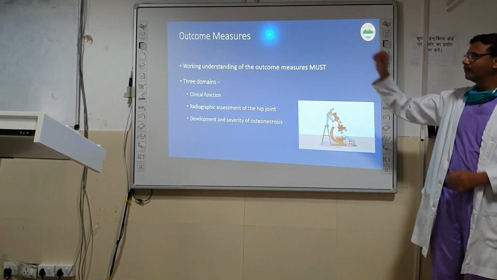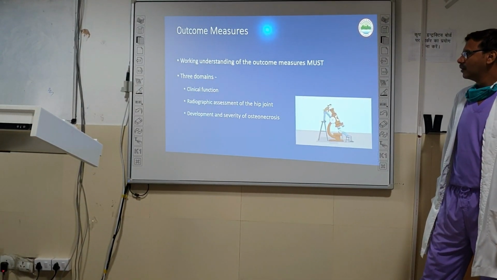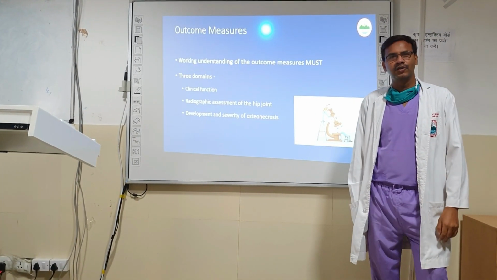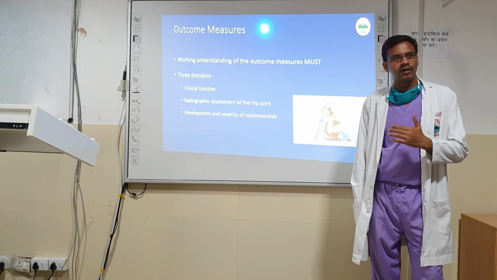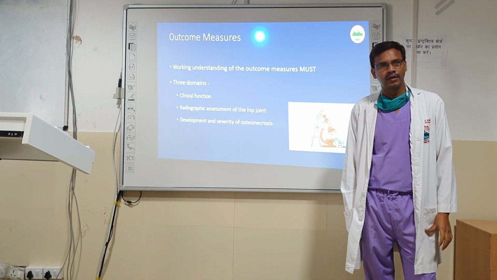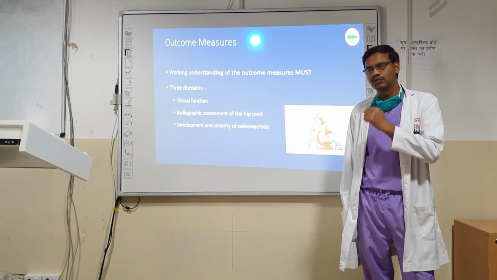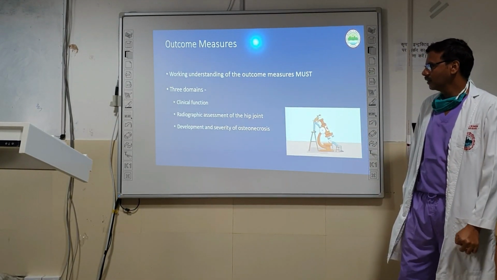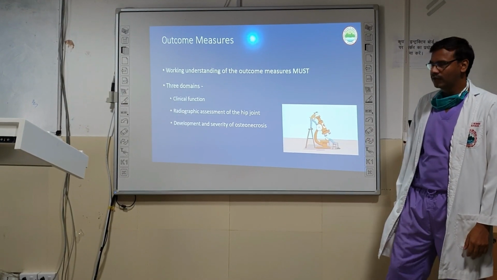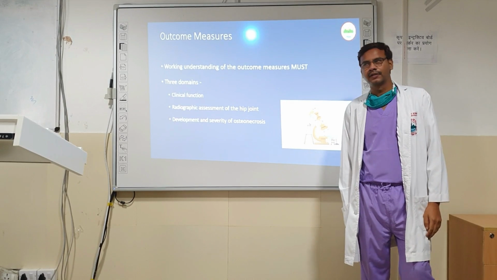So what are the outcome measures when you are treating a case of DDH? There are 3 domains. First is clinical function. Whatever you do, if the hip is stiff and painful, but on X-ray it is very beautiful, that is a bad result. So clinically the hip should be stable and it should be painless. This should be your objective. Then radiographic signs, that I will talk about, and then you will have to look whether there is any development of AVN or not. Next.